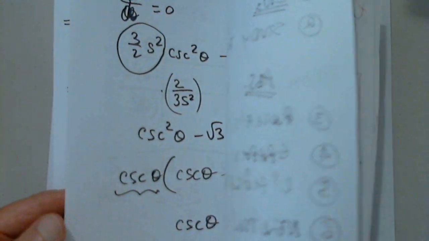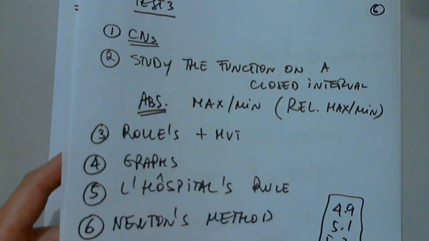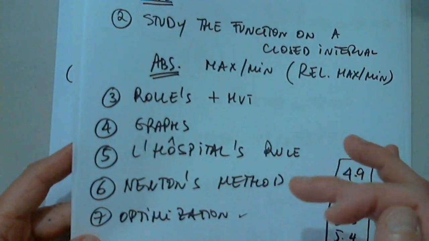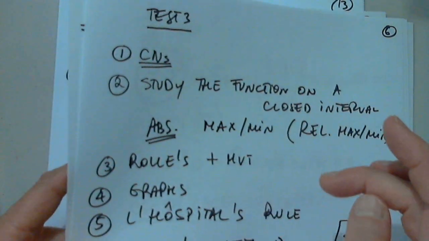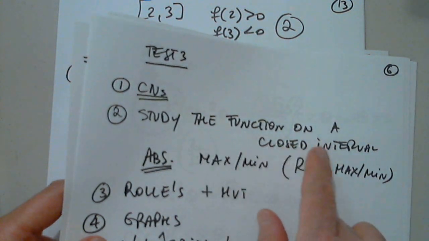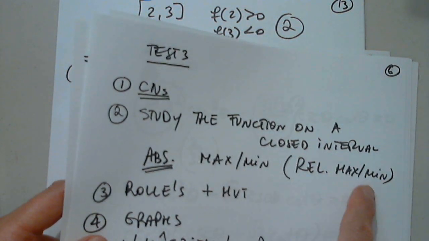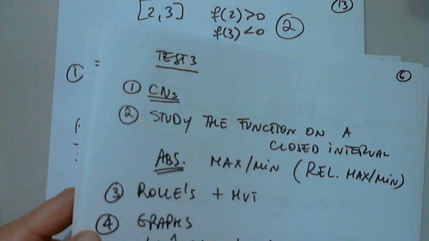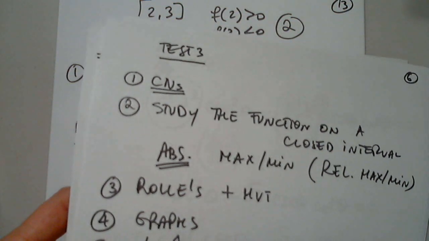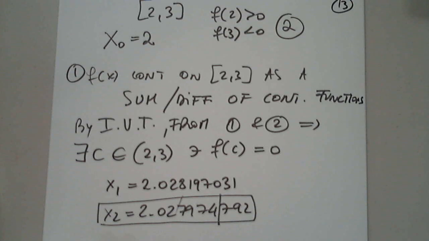So let's look at the list. We looked at graphs, L'Hopital's rule, Newton's method, optimization, mean value theorem. Let's also look again at the closed interval, because this is another important piece of information. The critical numbers are almost in everything we discussed here, except Newton's method. So let's go back to, I think it was 4.1.